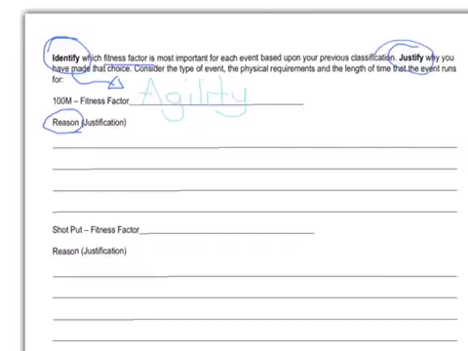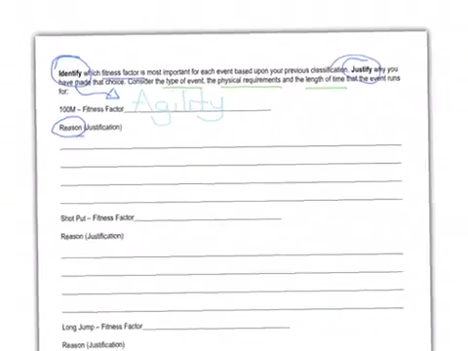And then give me a reason. What is it about that event that means that that particular fitness component is important? So consider the type of event, consider the physical requirements and the length of time that the event runs for. Use those things to really justify your chosen fitness component here, okay? Give nice detailed answers. You've got plenty of lines there to write on. Now again, make sure you're completing this for all 4 events, okay? Pick your fitness factor and give me a reason.